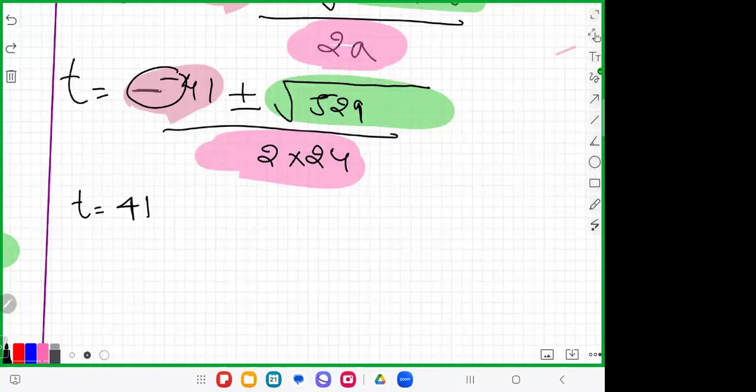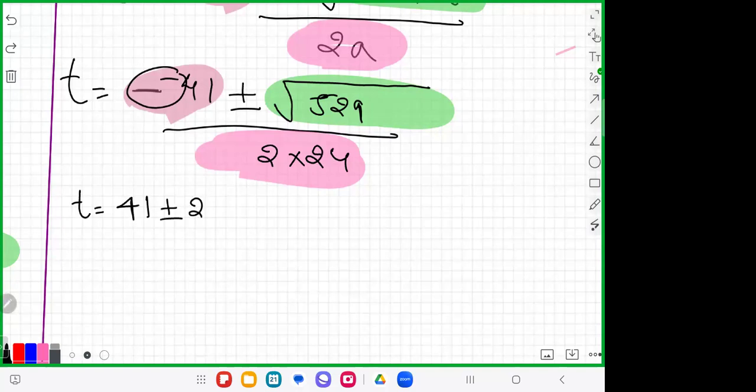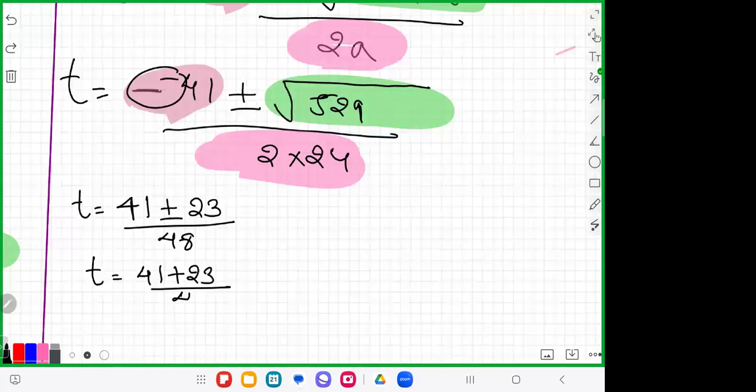So it is 41 plus or minus root 529. What is root 529? It is 23. So it is 23, divided by 2 into 24, which is 48. So we have two options. The first option is t is equal to 41 plus 23 divided by 48, or the second option is t is equal to 41 minus 23 divided by 48.